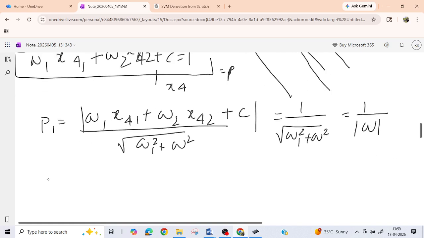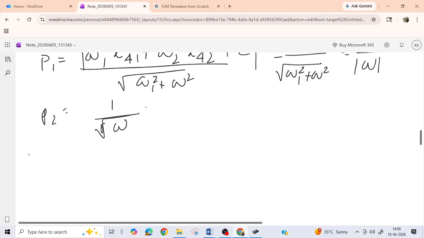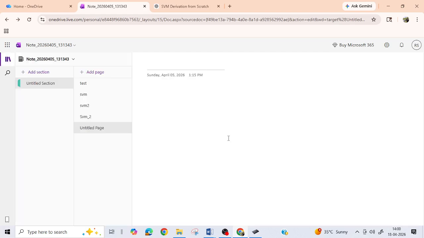Now similarly p2 would be the same thing, w1 x61 plus w2 x62 plus c, and we know that it is equal to -1, but when we take the mod of it, it becomes 1. So it would be again the same thing, 1 by norm w, okay? So essentially we want to maximize p1 plus p2, which is nothing but 2 by norm w, right? We want to maximize this, but we also have a few constraints, okay?